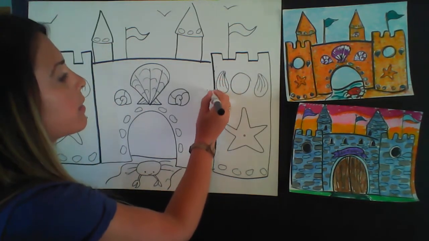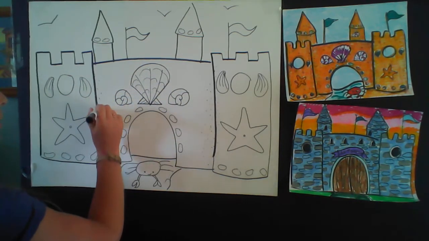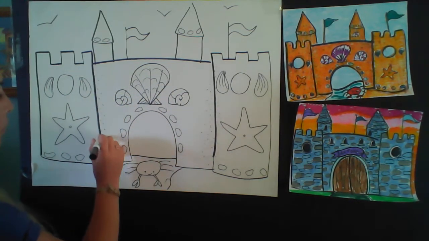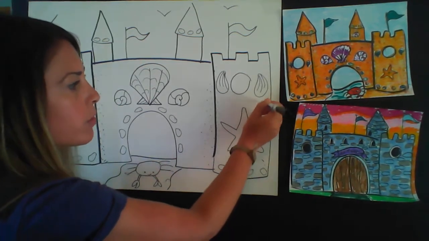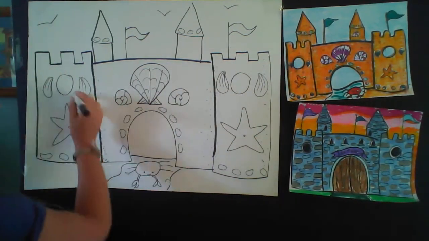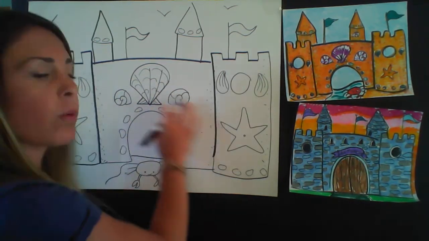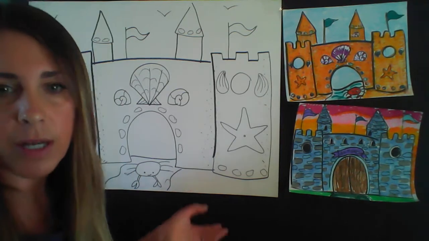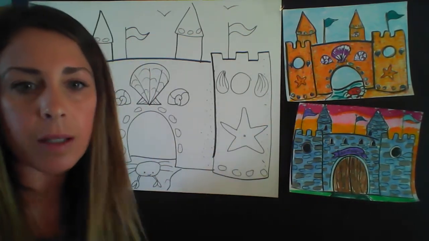Like this. All around. And you have a sandcastle. So when you color it in, you can think about what colors you have that would make it look like the texture of sand. Maybe like a peachish color. I tried to do like a tan, sandy color.